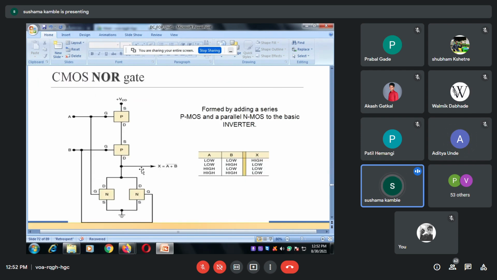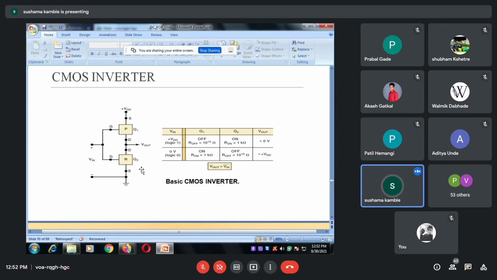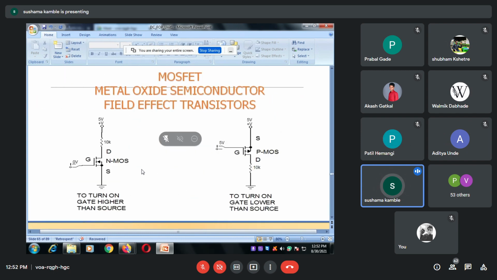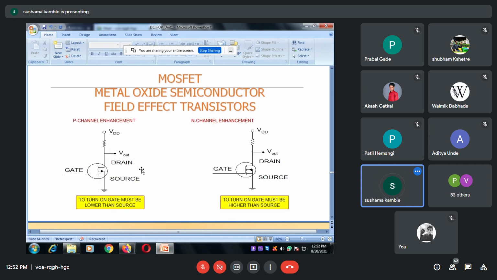See this CMOS NAND, CMOS inverter, and CMOS NOR gate. For that purpose, first you should know which transistor is going to be on or which transistor or FET is going to be off. What is the required condition for the PMOS to turn on, and what is the required condition for the NMOS to turn on.